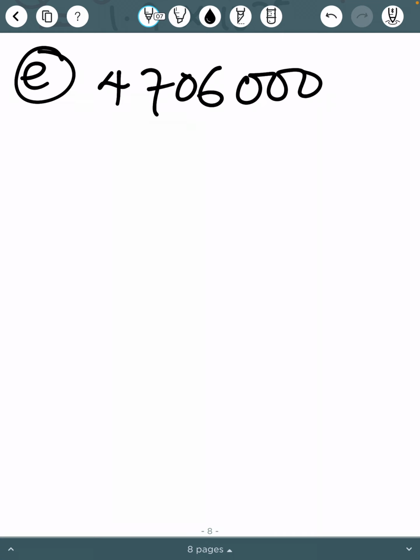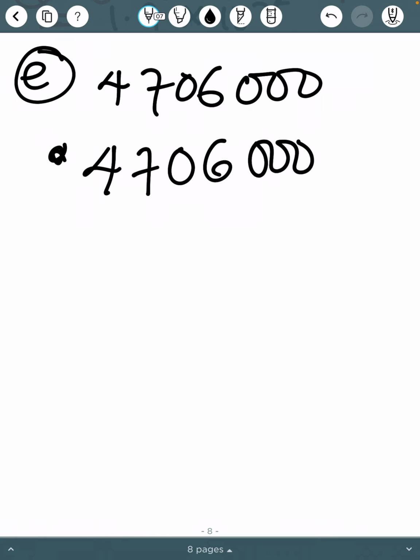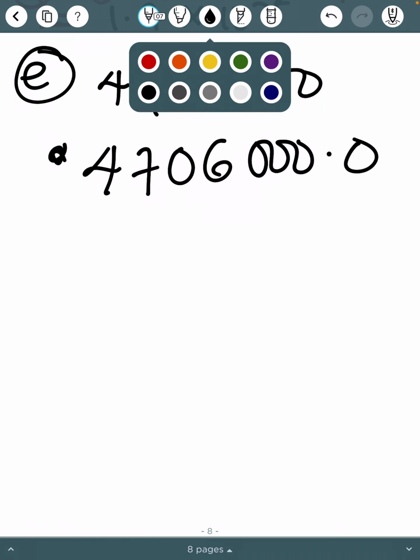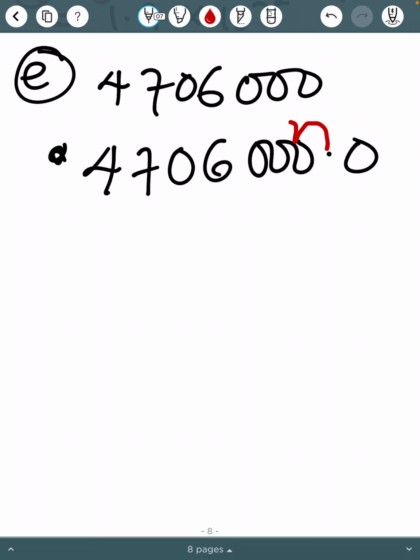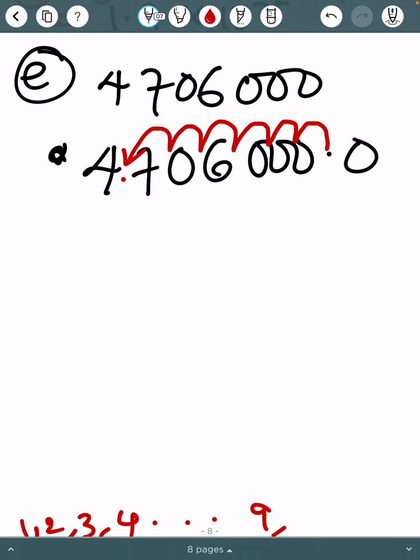Then question E says I should change 4706000 to standard form. First, I have to note that 4706000 is the same thing as 4706000.0. So all I have to do now is move the decimal backwards. 1, 2, 3, 4, 5, 6. So I just need my decimal to be in front of one digit, but the digit should not be 0. The digit should be either 1, 2, 3, 4, up to 9. It should not be 0.